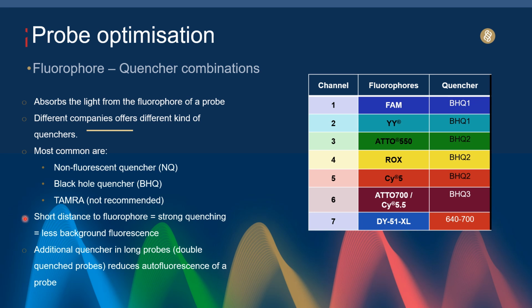In the design of your probes, it is recommended to keep the distance between the fluorophore and the quencher as short as possible. This is to make sure that strong quenching takes place between the reporter and the quencher, resulting in less background fluorescence or less background noise present in the sample. If you do end up with a probe that has a longer distance between the fluorophore and the quencher, you could potentially add additional quenchers or use double quenched probes as well. This should reduce the autofluorescence of that probe molecule.